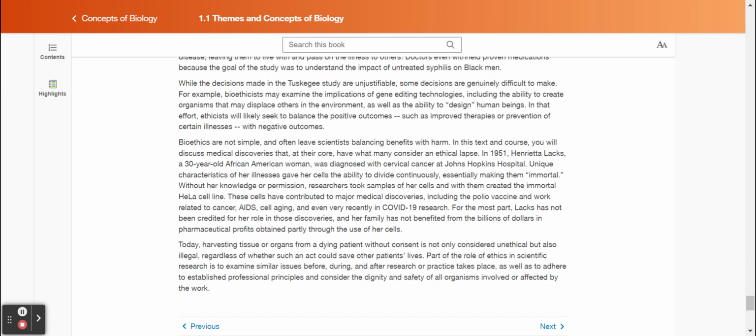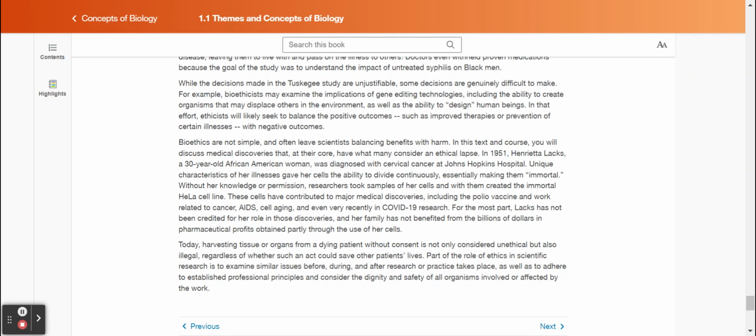For the most part, Lacks has not been credited for her role in those discoveries, and her family has not benefited from the billions of dollars in pharmaceutical profits obtained partly through the use of her cells. Today, harvesting tissue or organs from a dying patient without consent is not only considered unethical, but also illegal, regardless of whether such an act could save other patients' lives.